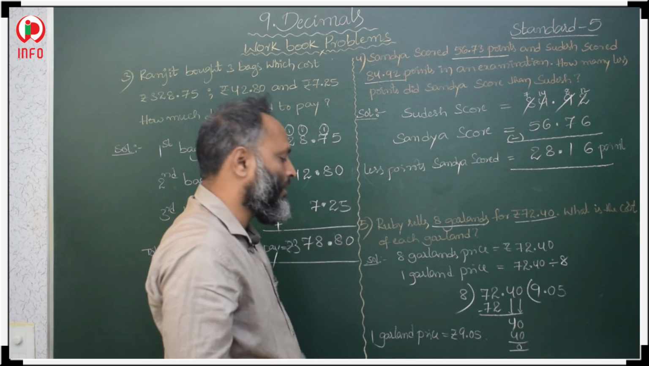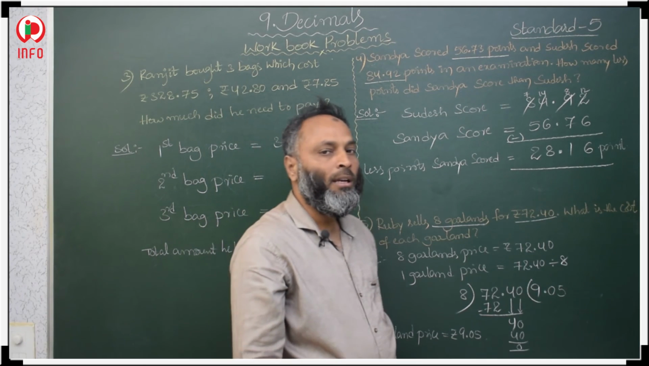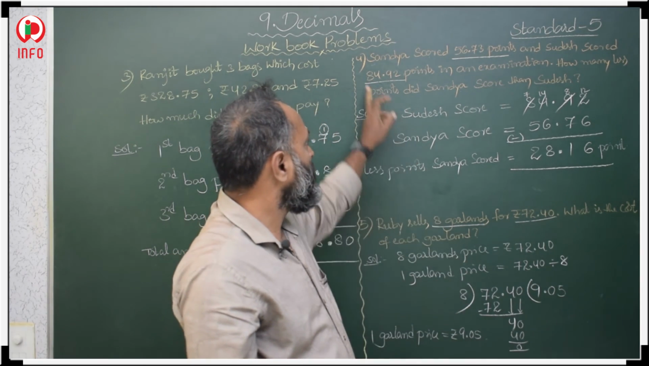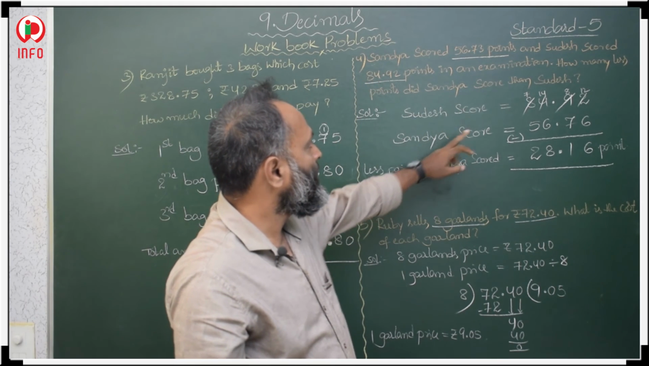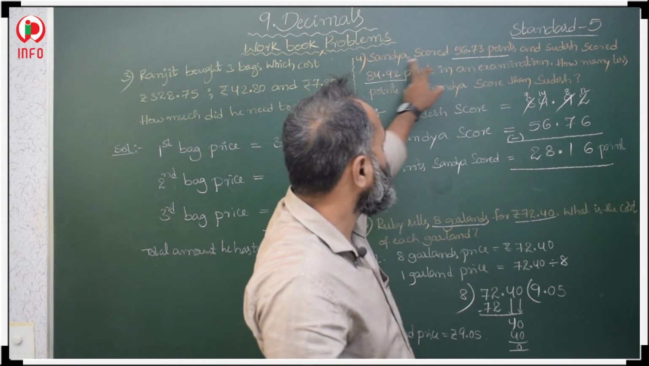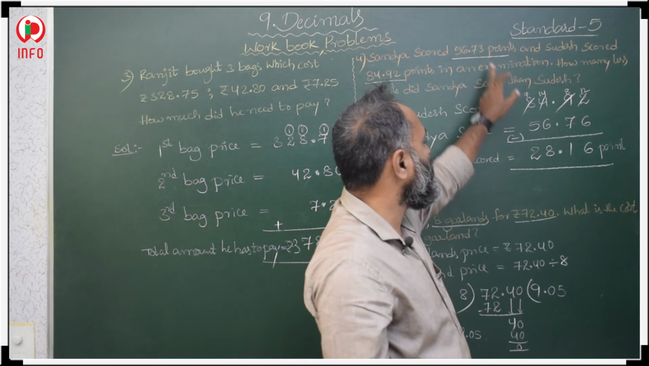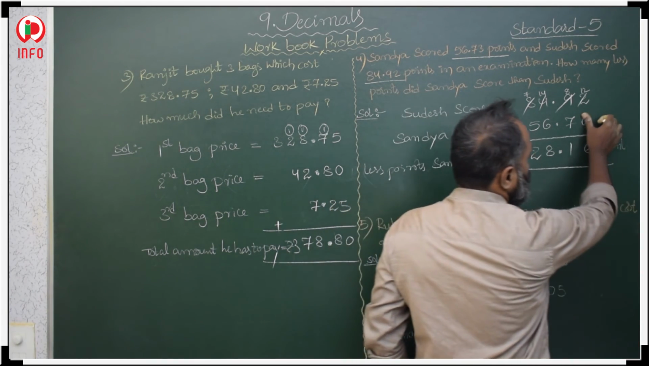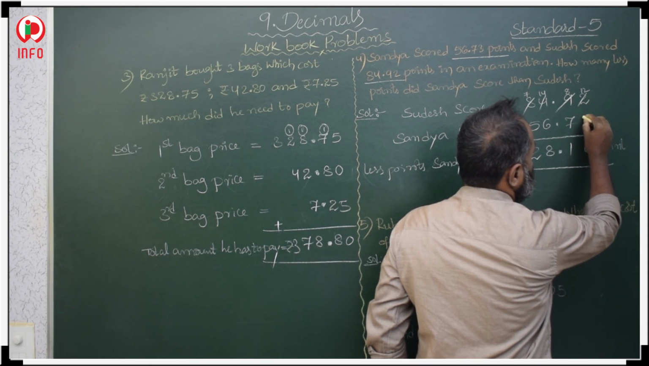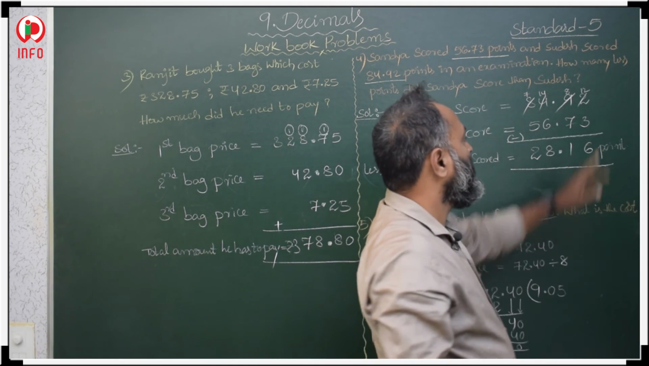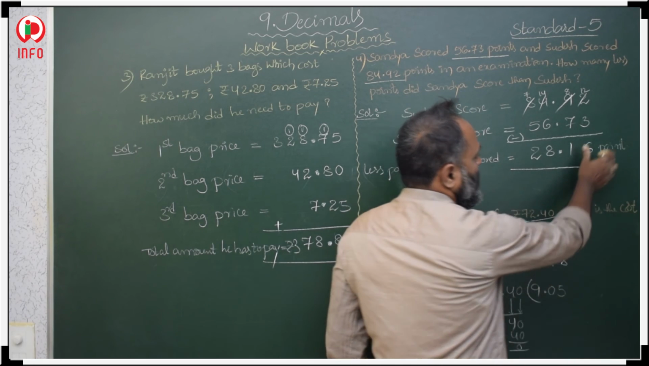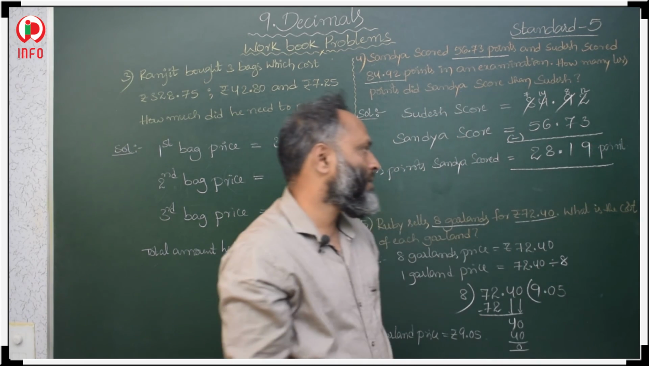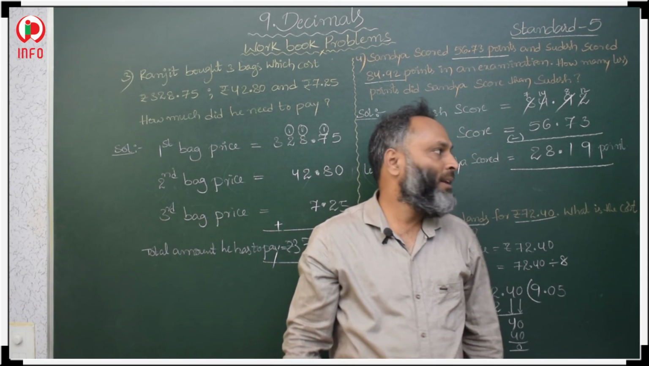This is about one garland price. Okay, now students, here the Sandhya score given is 56.73. So we took here 6, here it is 3. Now, 12 minus 3 is 9. So the difference is 9. So, 28.19 points here.